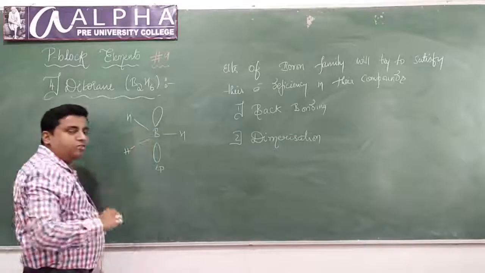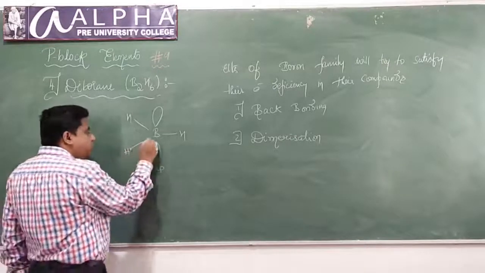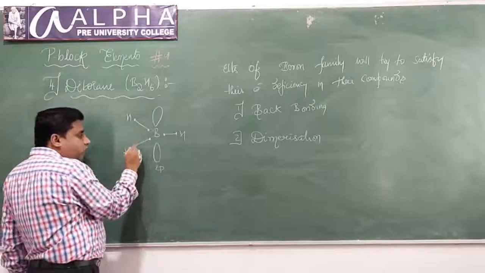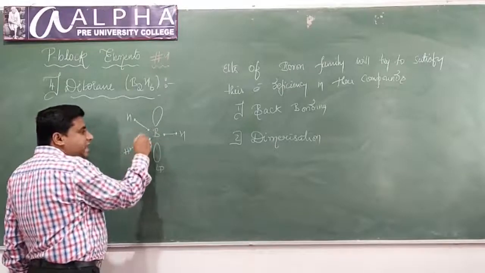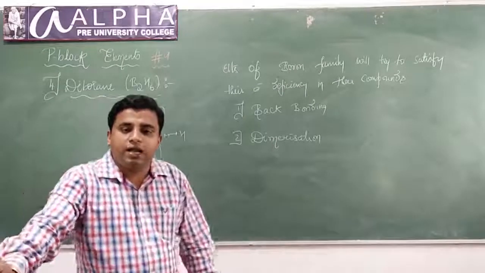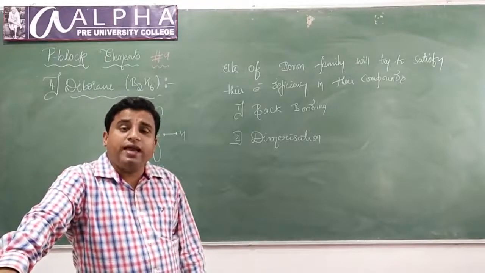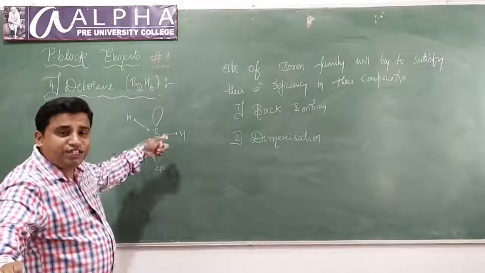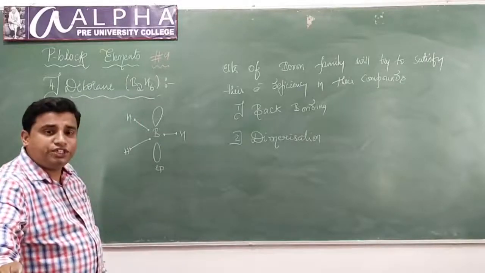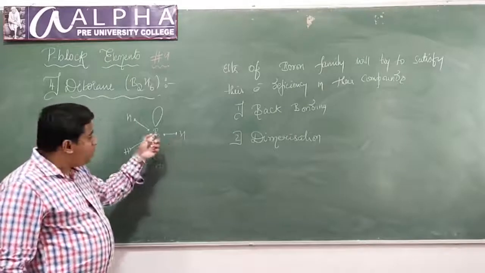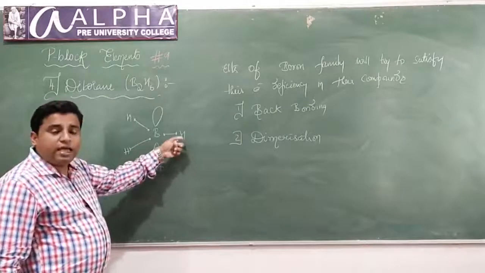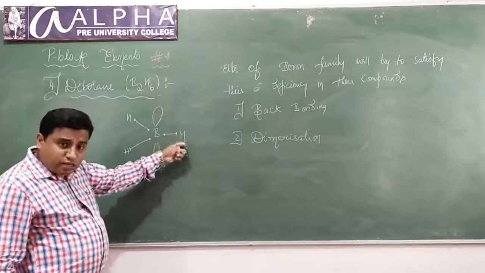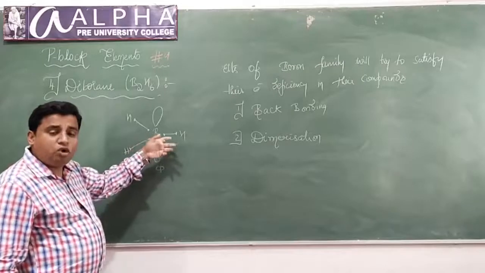Now just check the number of electrons around boron: 1, 2, 3, 4, 5, 6. There are 6 electrons around boron. It is deficient of 2 electrons to complete its octet. Therefore, boron is electron deficient, isn't it? Now, can hydrogen form back bonding with boron? Can hydrogen satisfy the electron deficiency of boron through back bonding?